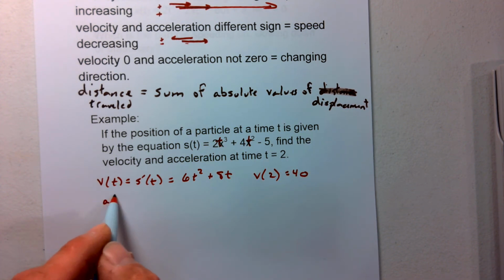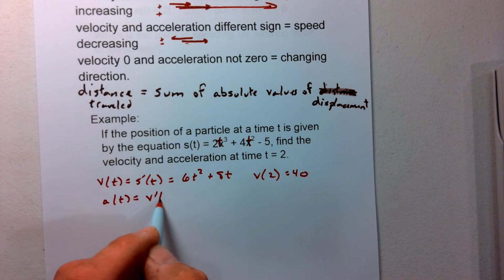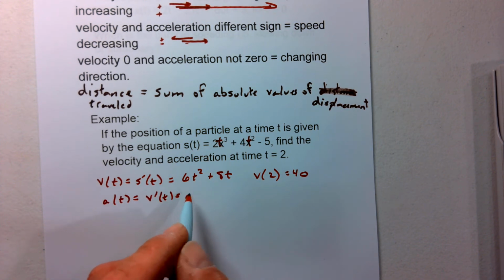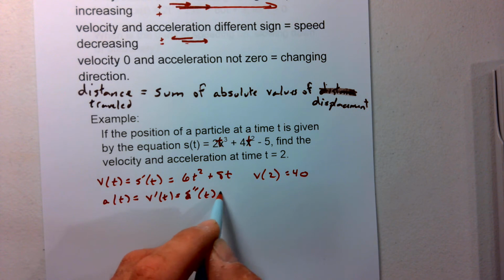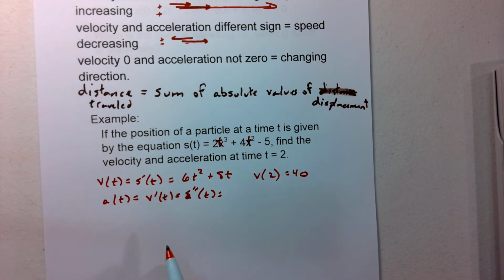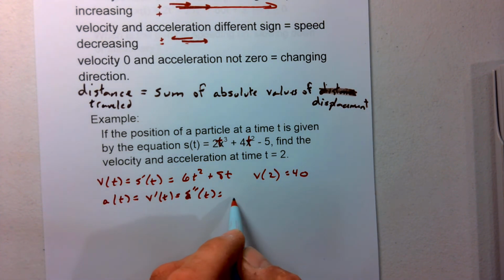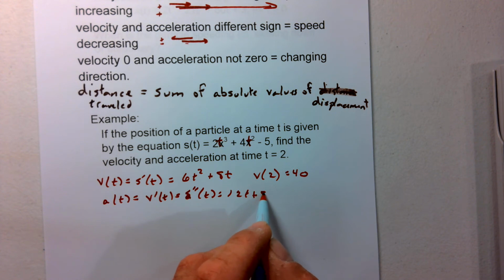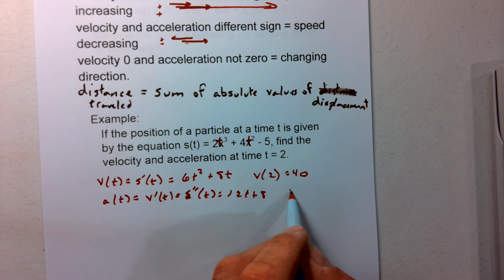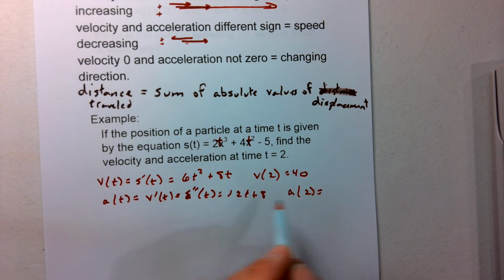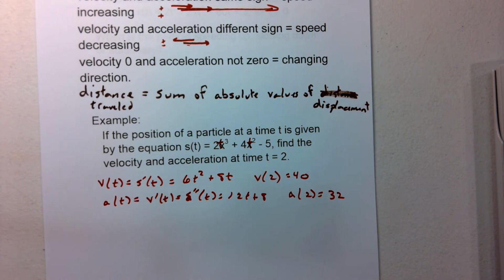I can find my acceleration, a of t, or the derivative of my velocity, which is the second derivative of position. Again, you don't need to write those, just giving you a reminder of that relationship between acceleration and velocity. So we get 12t plus 8. So our acceleration at time 2 is going to be 32. And that'll give us our acceleration and our velocity.